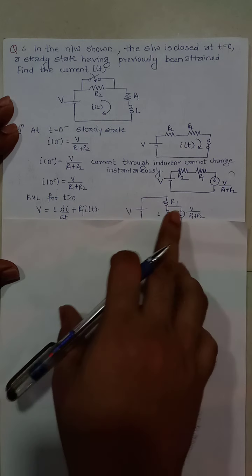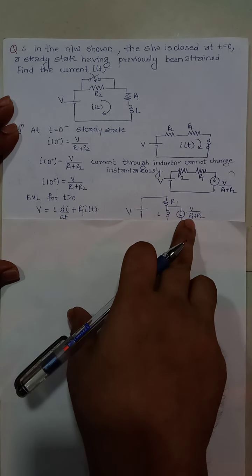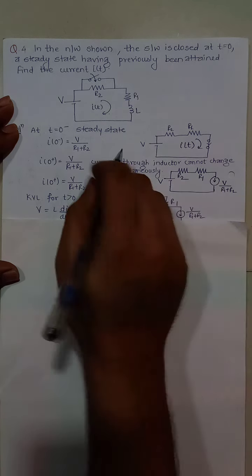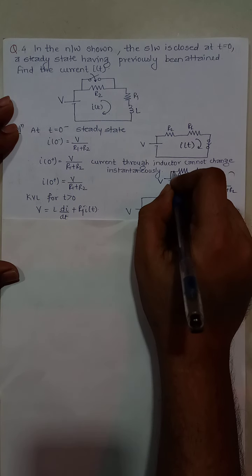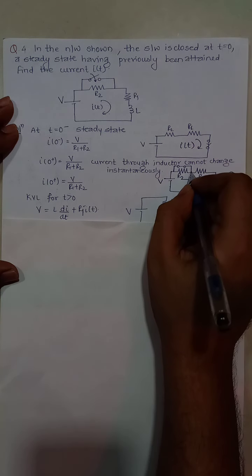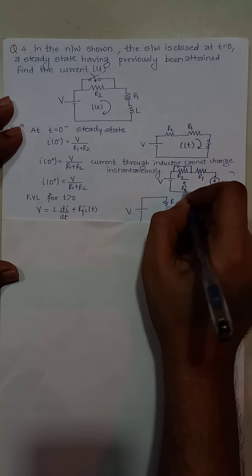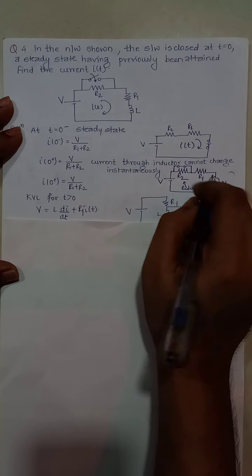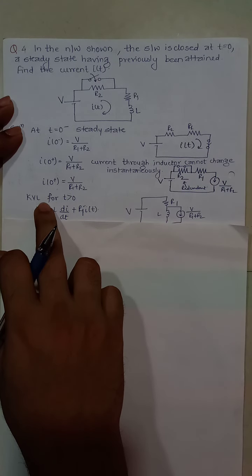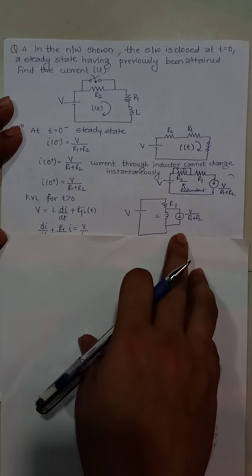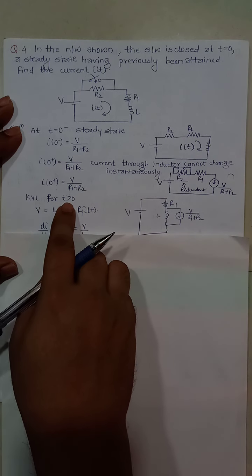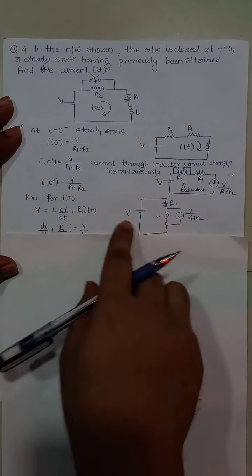Then for t greater than 0, the inductor will come back, and at t equals 0 plus, this R2 will not matter because the switch is closed. So you have a path in parallel to this, so this resistor will become redundant. So this will not be there at t equals 0 plus instant and after that. So for t greater than 0, you will have this circuit, you will not have R2 because it is redundant. So KVL for t greater than 0 we can apply in this loop.